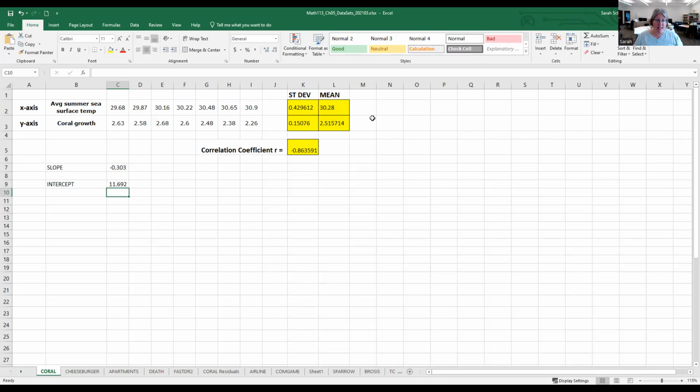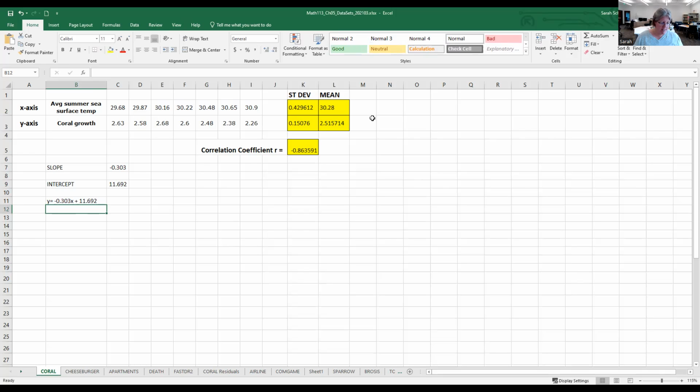So if I put this together, my equation is going to look like y equals negative 0.303x plus 11.692. So that's what I'm getting when I calculate it by hand.